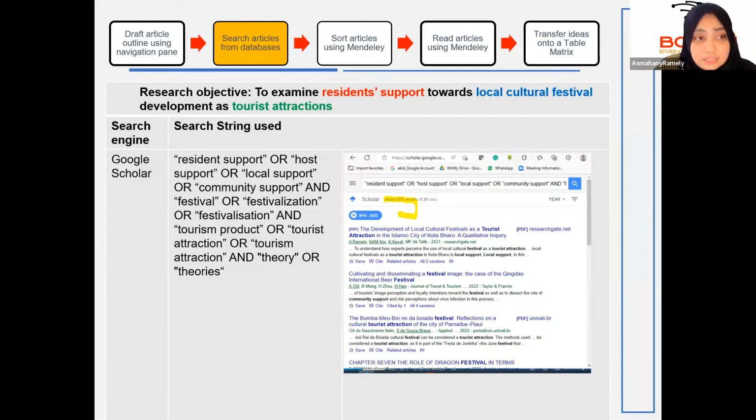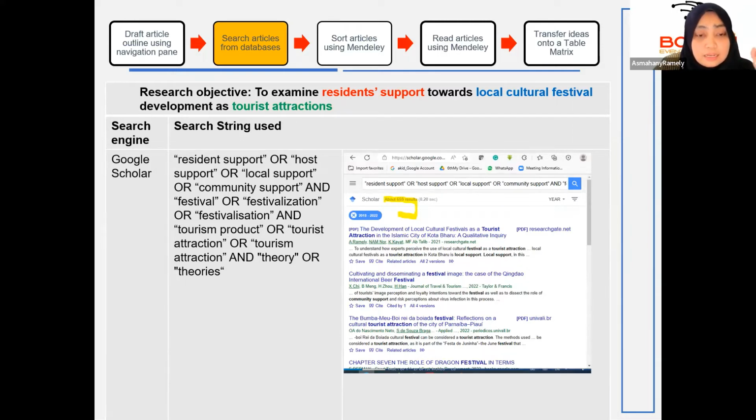The second keyword is festival. Normally in our area, sometimes people will use the word festivalization. Sometimes the authors use, can you see the spelling? Can you detect the differences in terms of spelling? This is festivalization where the author uses Z, and this is where they use S. So those things we also have to consider in our searching.